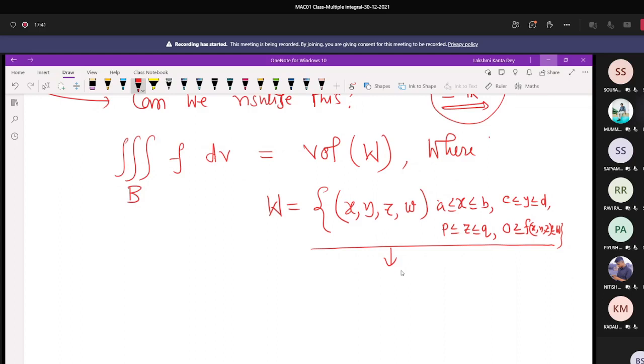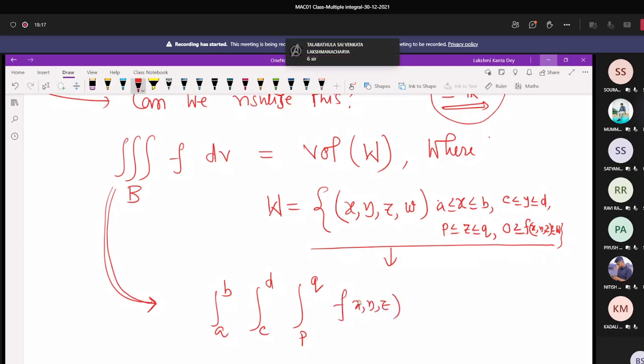So geometrically you understand, and in the same way, if iterated integrals exist, then we can find it by means of the iterated integral. How many iterated integrals are there? Suppose f is integrable and one of the iterated integrals exists, then we can find the triple integration by means of that iterated integral. So what is that? One of the iterated integrals is a to b, c to d, p to q of f(x, y, z). This is first dz, because z is running from p to q. Then dy, y is running from c to d. Then dx. So how many iterated integrals are there? Who can tell?